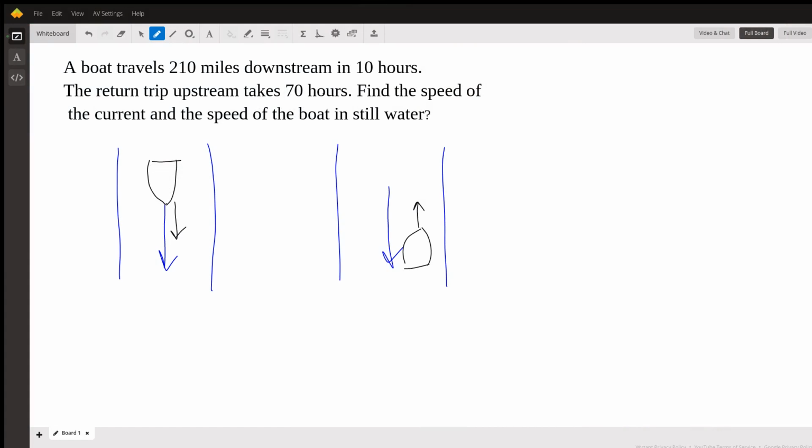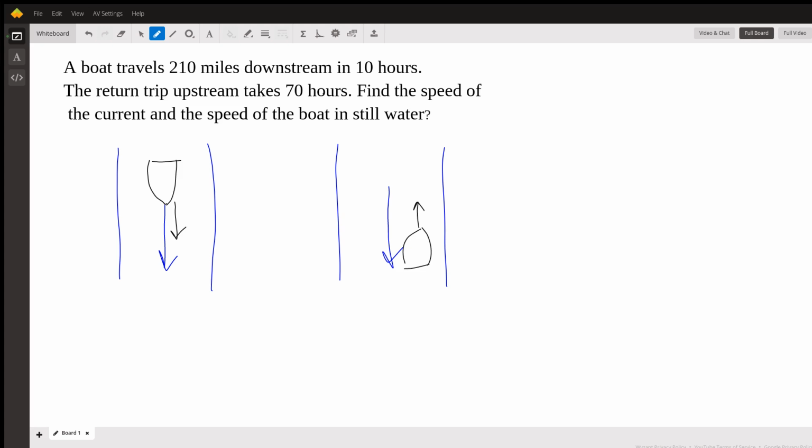Okay, a boat travels 210 miles downstream in 10 hours. The return trip upstream takes 70 hours. Find the speed of the current and the speed of the boat in still water. Okay, so I've got two diagrams here.